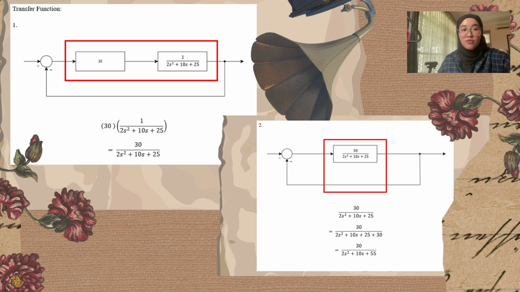For the calculation, we have to find the value of the transfer function. First of all, we have to settle down the series problem where there's a controller and also a system. Then we got the value 30 over 2s squared plus 10s plus 25. Next, we have to find the value for the feedback, which we got as 30 over 2s squared plus 10s plus 55.